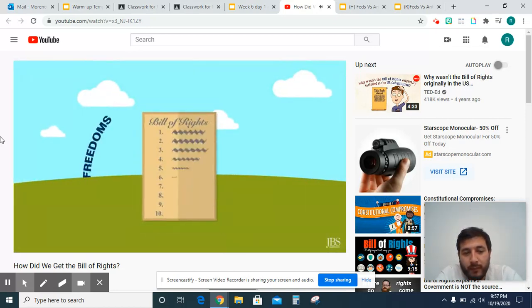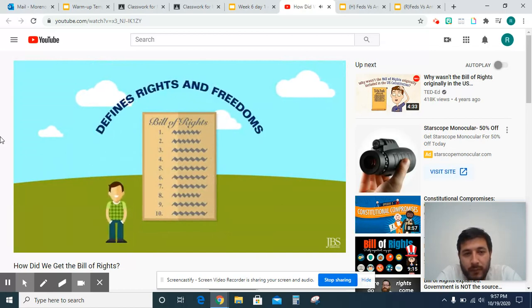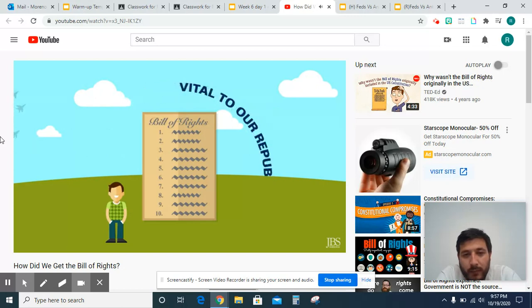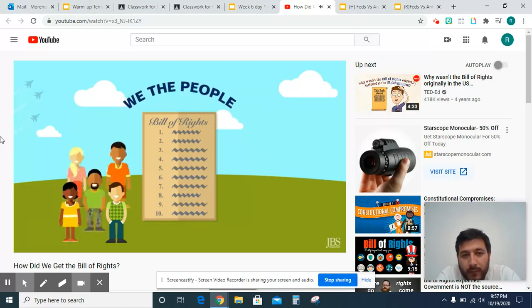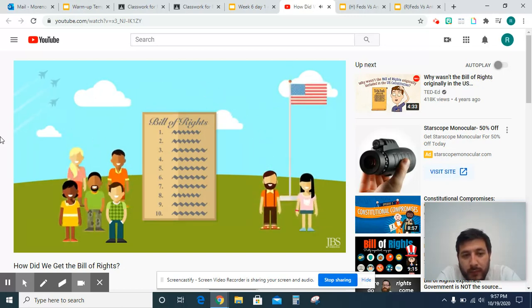Today, the Bill of Rights defines the rights and freedoms of the individual and is vital to the republic in which we live. It is a powerful instrument which we the people can use to defend our freedom, not only today, but for generations to come.